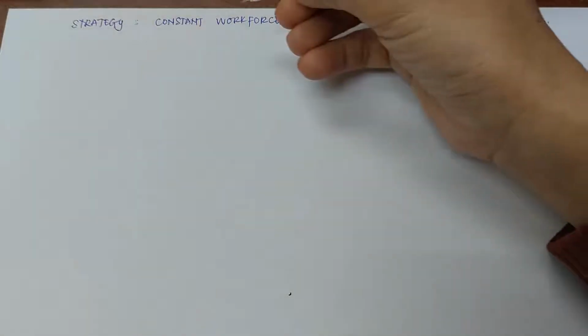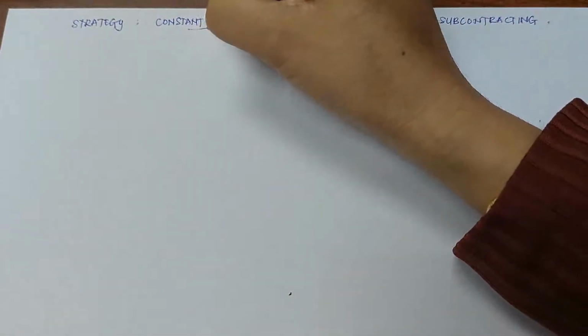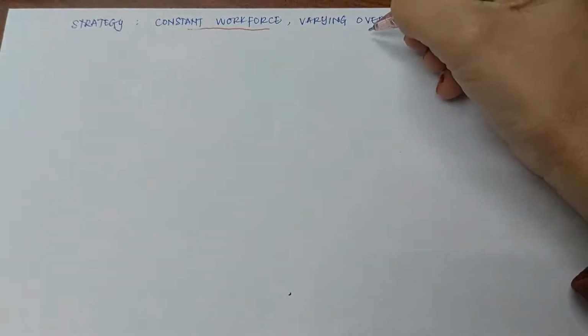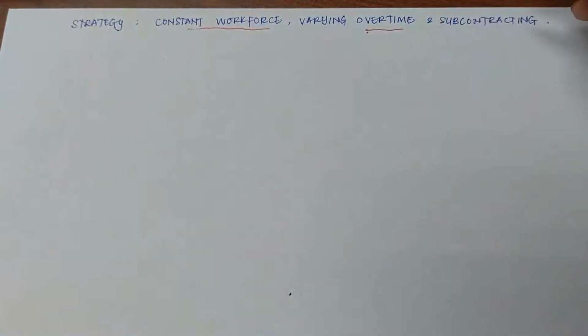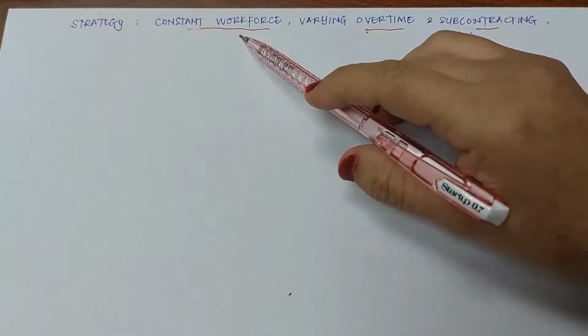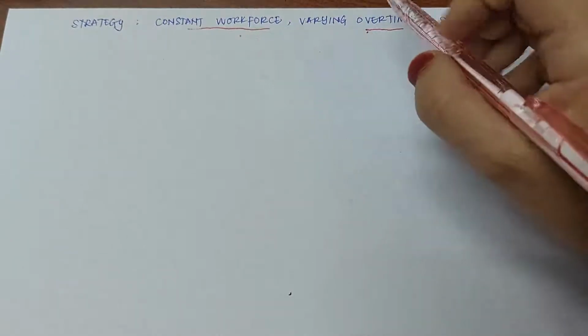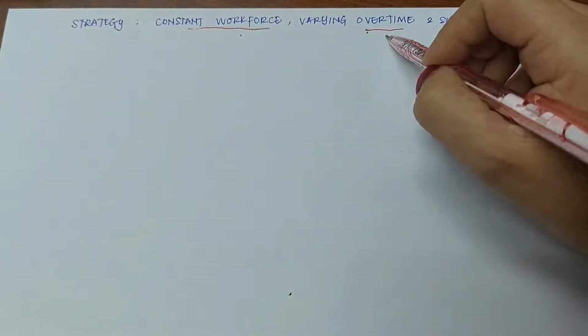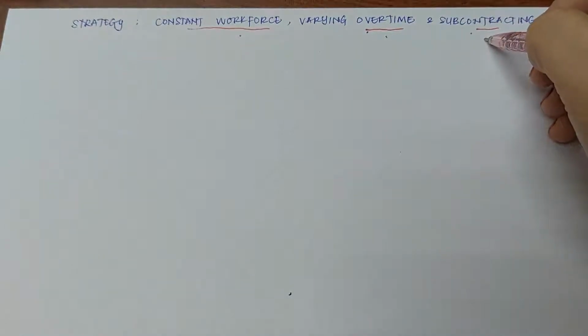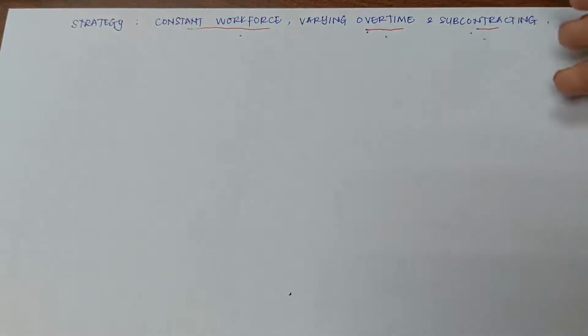So for this week, I'm going to focus on the first strategy, that is constant workforce. So constant workforce here is the main strategy, and overtime is the sub strategy, and the next sub strategy is subcontracting. Okay, so constant is the main strategy, followed by the first sub strategy, overtime, and the next sub strategy is subcontract.